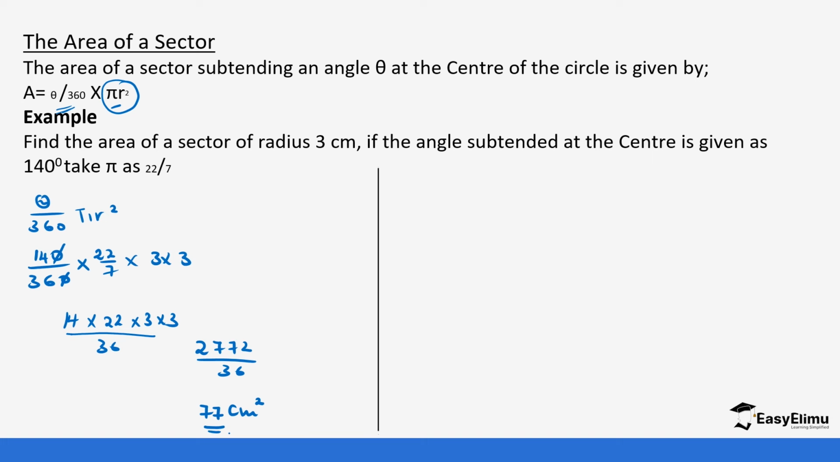Let's do another practice now in regards to what we have just discussed. The area of a sector of a circle. In this case, you have been given the area. So our A is going to be 38.5 centimeters squared. Find the radius. So we do not have the radius of the circle. If the angle subtended at the center is 90, so we have the angle, which is 90 degrees.